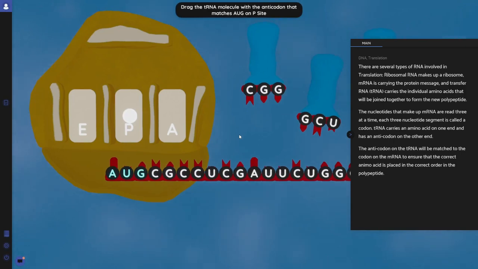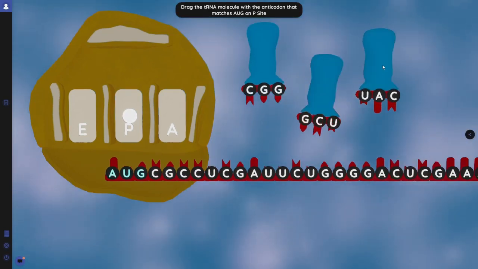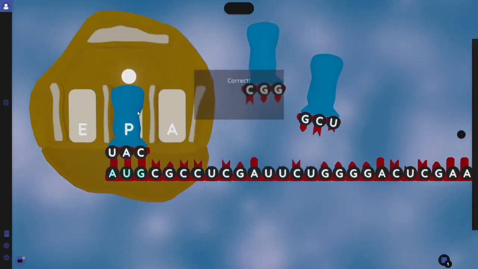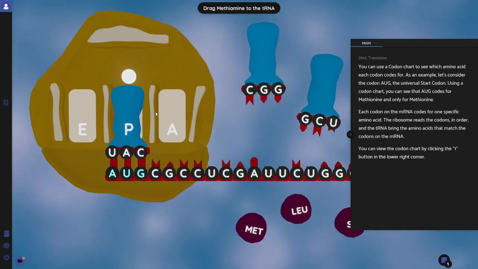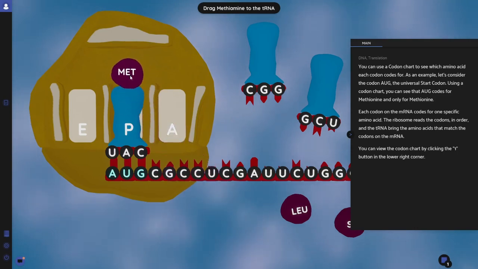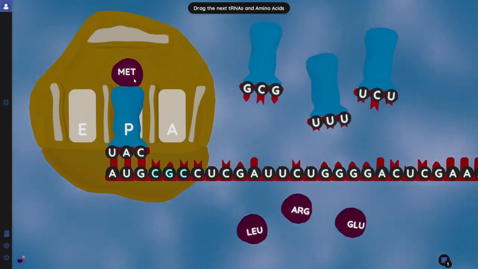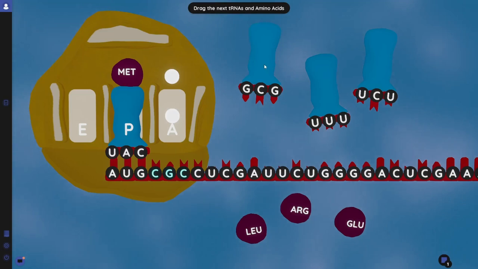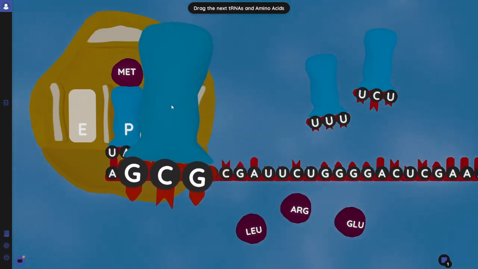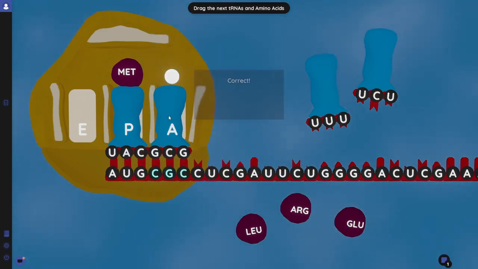Time for more matching. So this bit took me a little bit. This is probably the hardest part. Drag the methionine. So this part I just kept getting really lucky with the amino acids that I had to match with it. I actually had no idea how I was supposed to know because I didn't watch the video at all or pay attention to it.